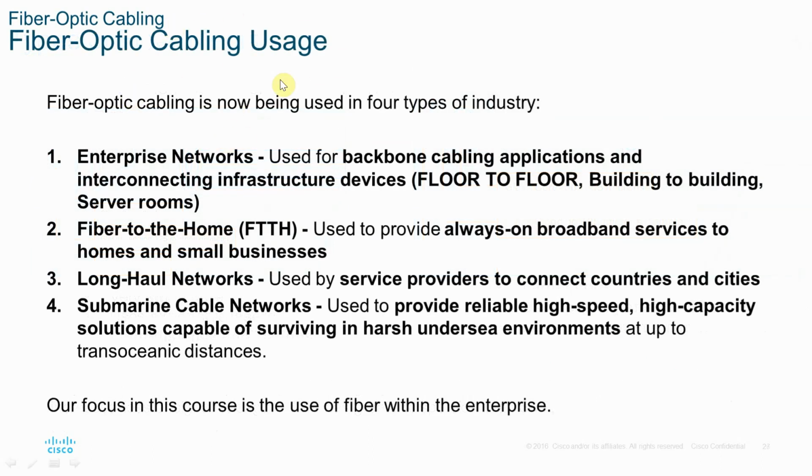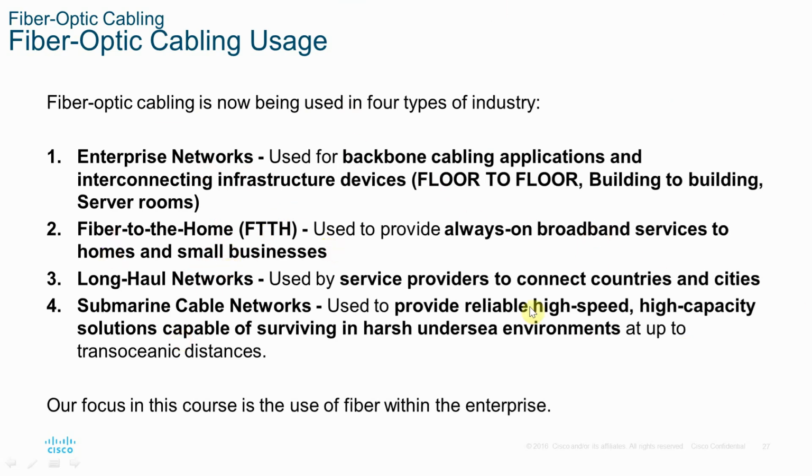Then what are the applications of fiber optic cables? One is the enterprise network. It is used as backbone cabling, interconnecting infrastructure devices, that is, from floor to floor, one router to another floor, and building to building. If I have to connect one networking setup in a building to another building, we use fiber optic, and also in server rooms. Then fiber to home. Nowadays, Nomantel is providing fiber to home, FTTH, and Ooredoo is also providing it. They are using this fiber optic cabling for always-on broadband services to homes and small companies.